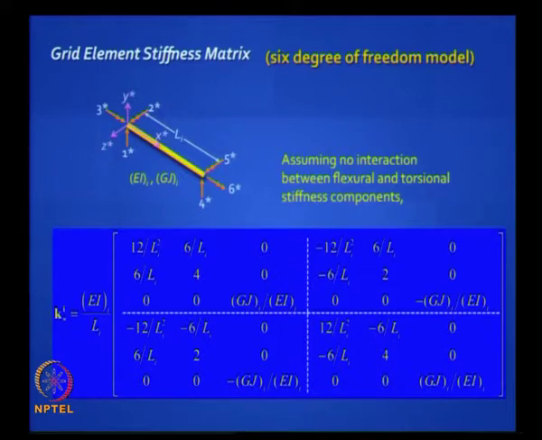We have added the third row, the third column, the 6th row and the 6th column. All of them are 0 except the diagonal terms and the corresponding terms at the other end. The diagonal terms will be positive, the other terms will be negative.